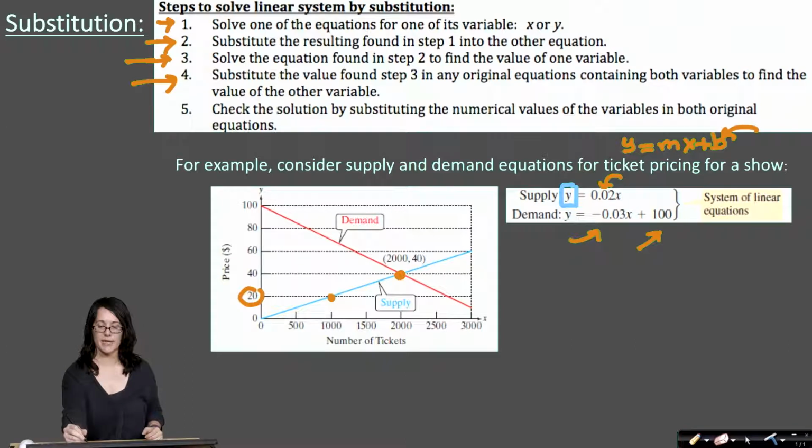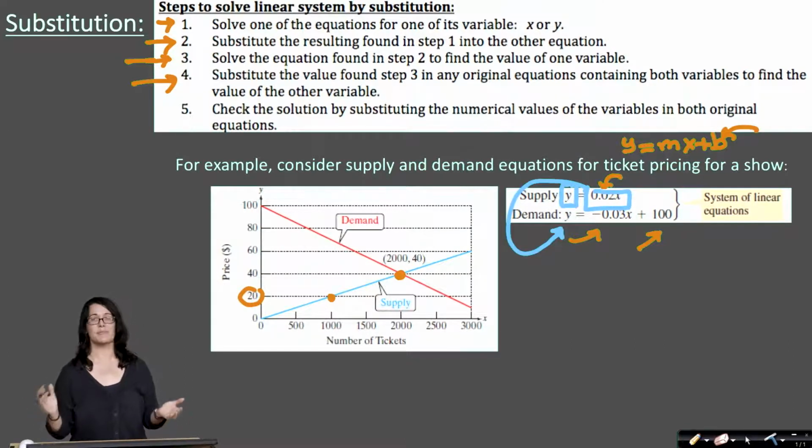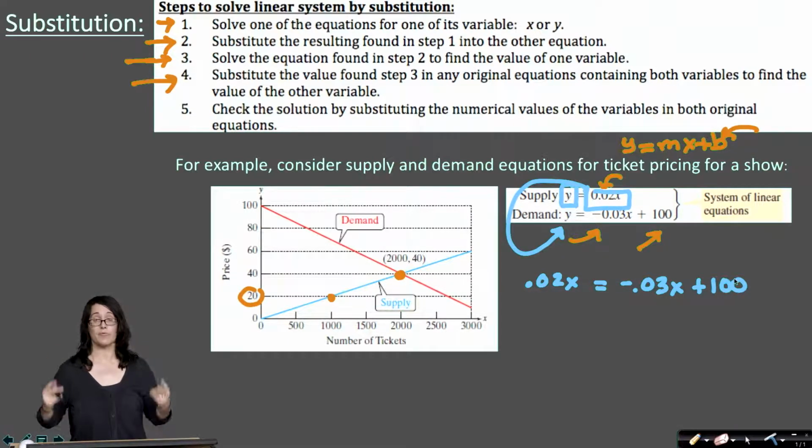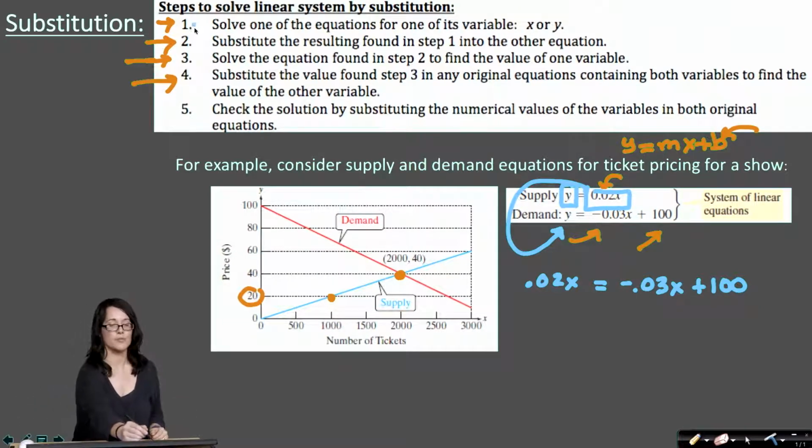So I'm going to do that. I'm going to take 0.02x and substitute it for y. In other words, I'm simply setting my supply and my demand equal to each other, and I'm trying to see if this is possible. So when I do that, I get 0.02x equals negative 0.03x plus 100. So now we have a linear equation. We went from two linear equations with two variables x and y to a single linear equation with just one variable x. And you could have solved for either variable, but y was already by itself, wasn't it? So now we've done steps 1 and 2.